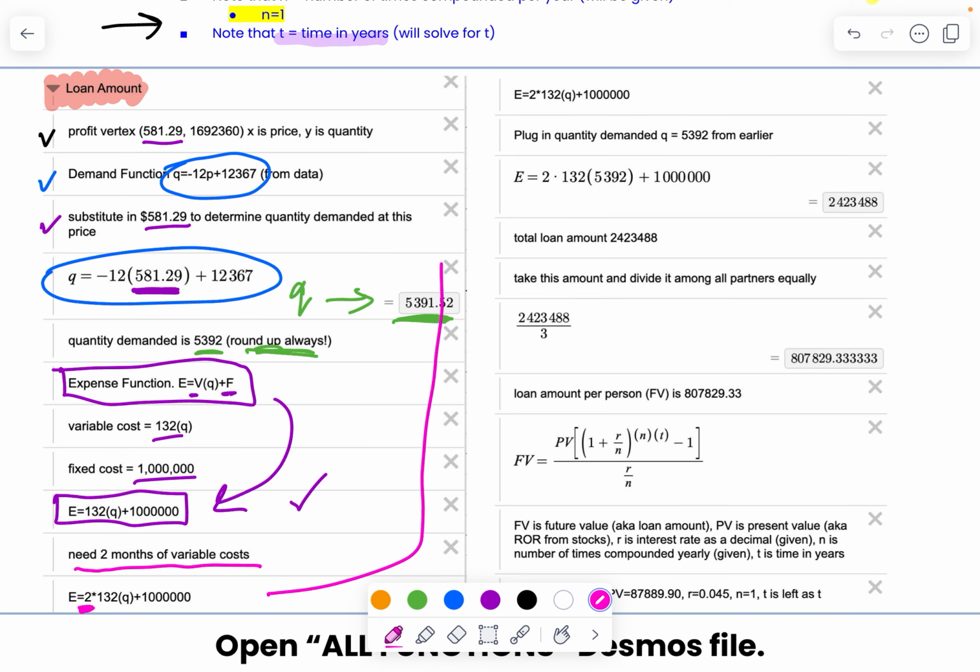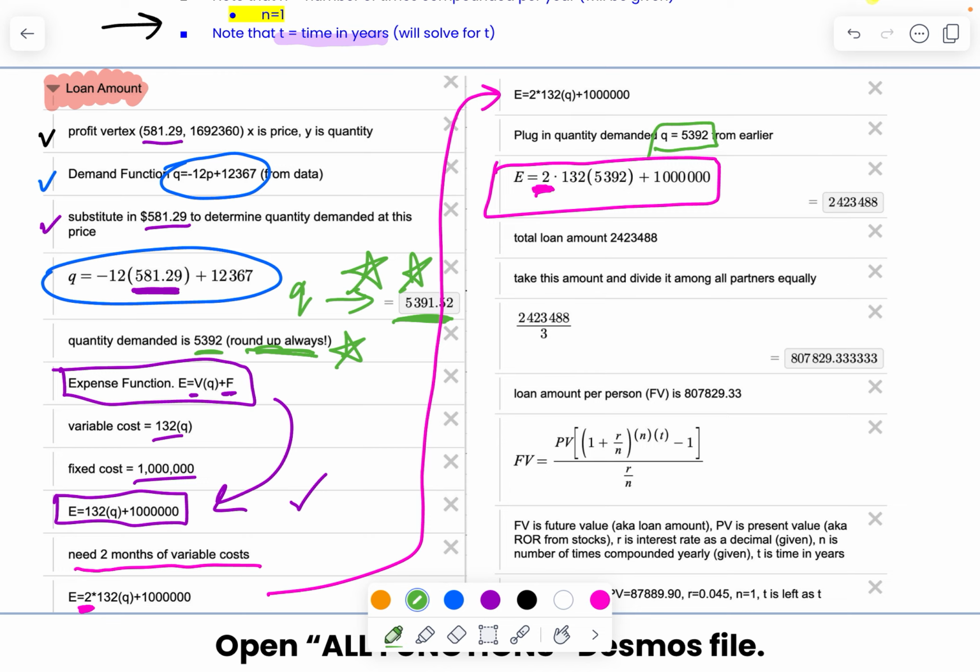So now this is just the same step right up here. And then you can see that I'm going to plug in my quantity demanded from earlier. So that Q that I just found, that I rounded up, is going to be plugged into my expense function. So here is my new expense function with 2 in front of it because I need to borrow 2 months' worth. Here is my quantity being plugged into the Q variable, and what I just found gave me my total loan amount.